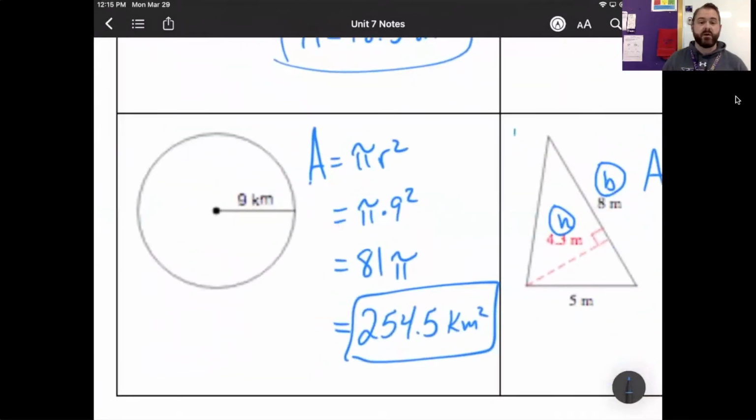For the circle, we do area equals pi r squared. 9 is the radius. So 9 squared is 81. 81 times pi gives us about 254.5 square kilometers.